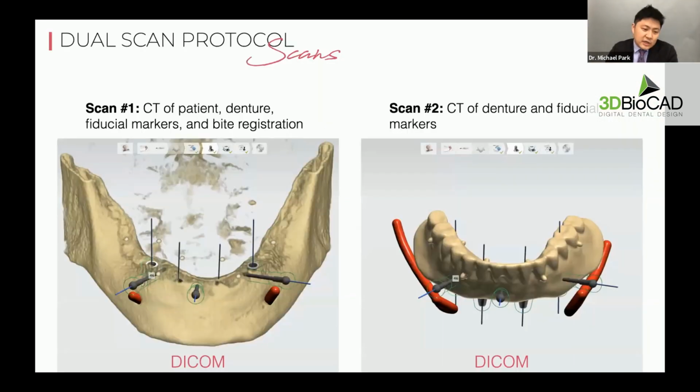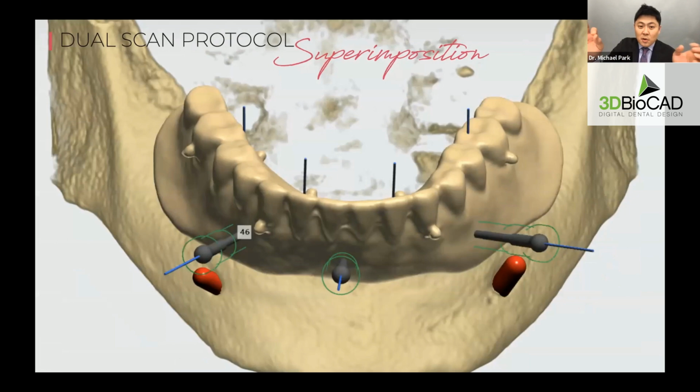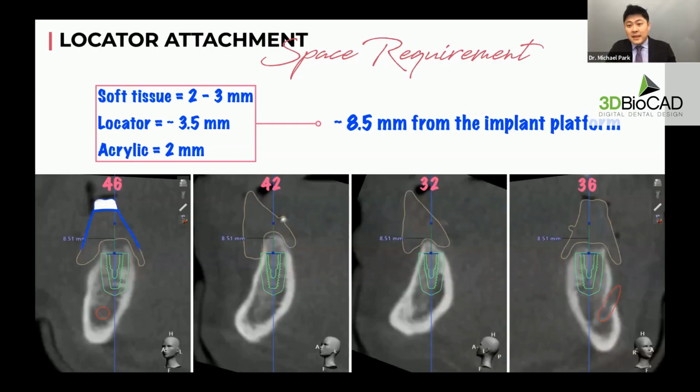So it's an overdenture case. For this case, in scan 1, we take the CT scan of the patient with the denture and with fiducial markers on it with bite registration. And scan 2, we just scan the denture with fiducial markers on it. And then because we see fiducial markers on both scans, we're able to superimpose these 2 images together and then do our implant planning.